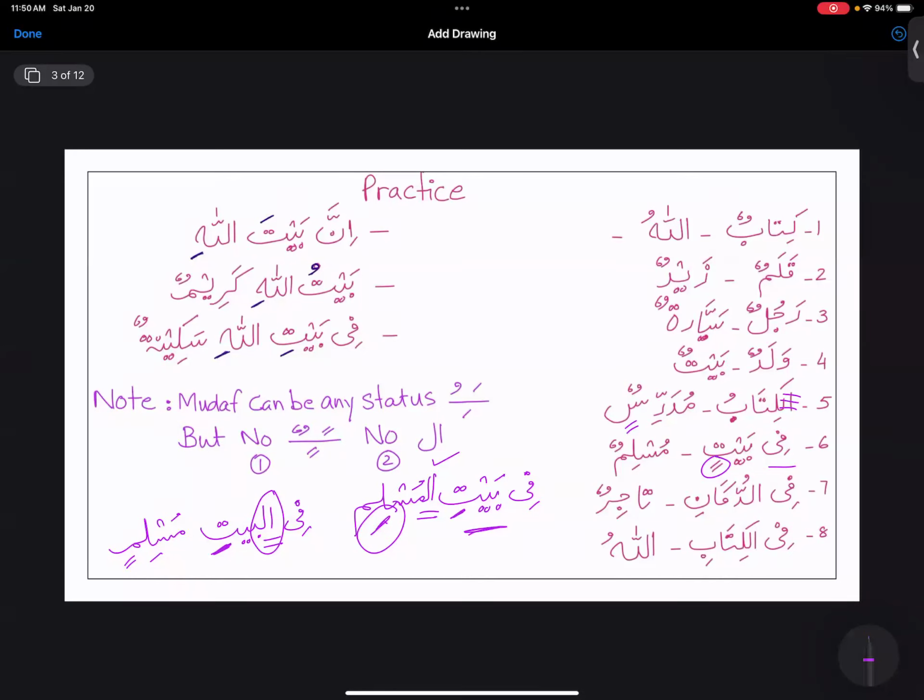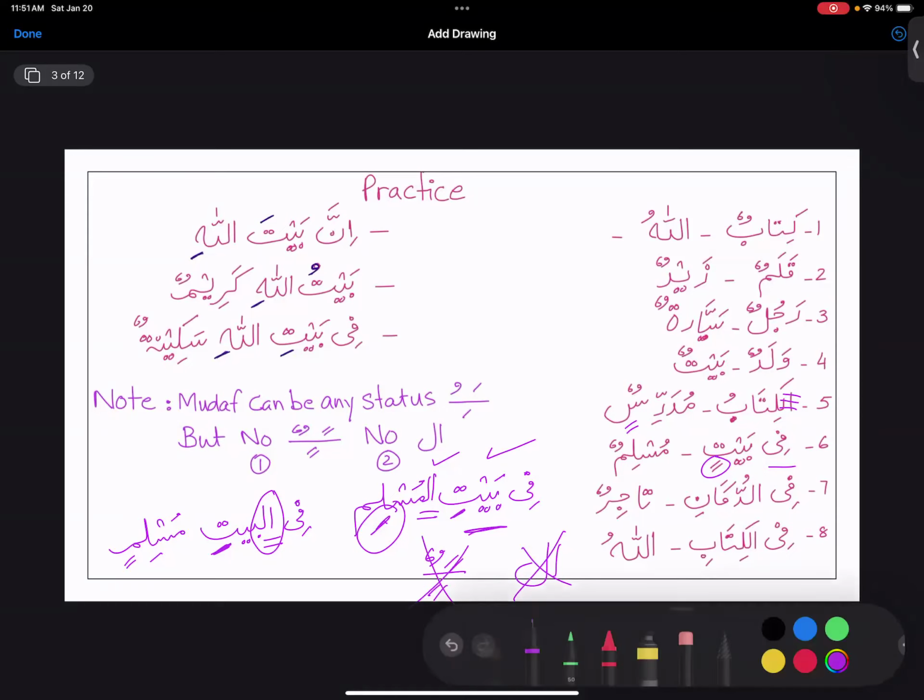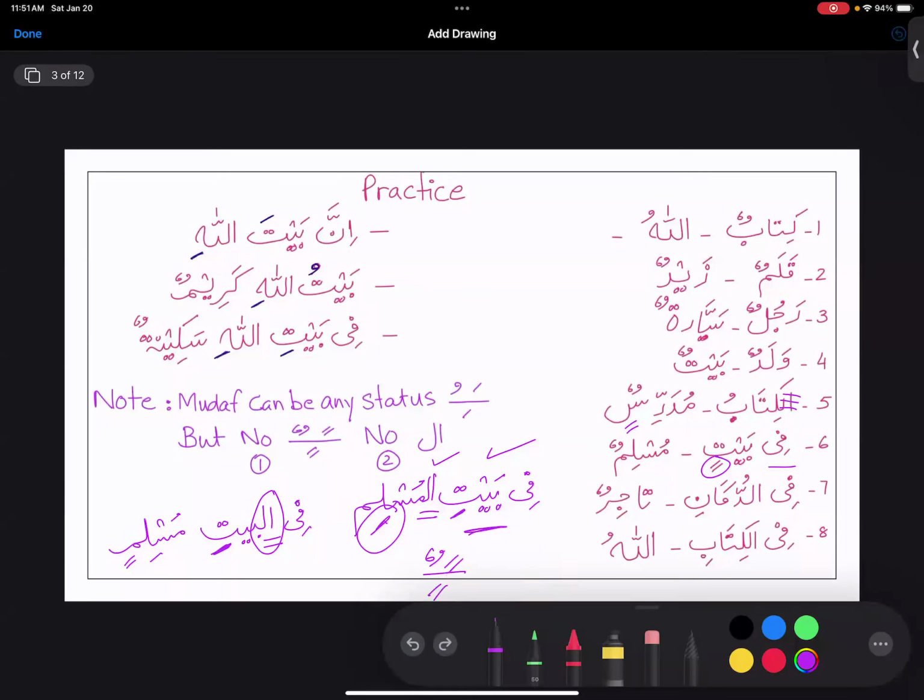But for my mudaf, I need to remember two things. I cannot give it tanween, right? And I cannot give al, this is a big no. So you guys said that we already did that, but look how good we are at it. You're confused. Right? So that's a good thing that we are revising it. Okay, now next one.